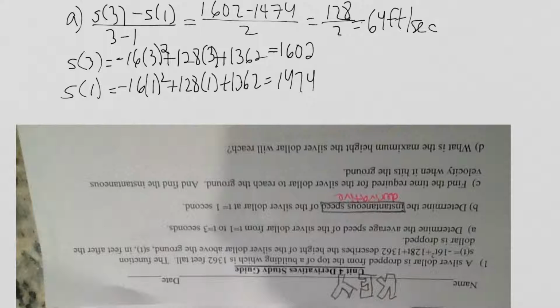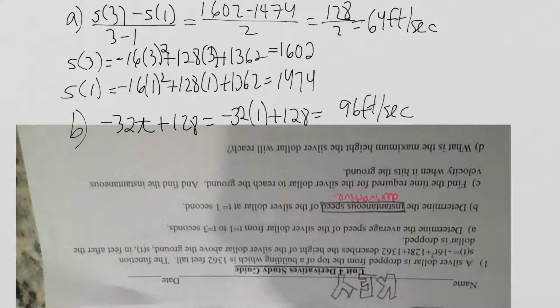For part B, they're asking you for the instantaneous speed. That means to find your derivative. So let's find the derivative of the function. So that's going to be negative 16 times 2 using the power rule. I get the derivative as negative 32t plus 128. I plug in the 1 second for the time, work it out, and I get 96 feet per second.